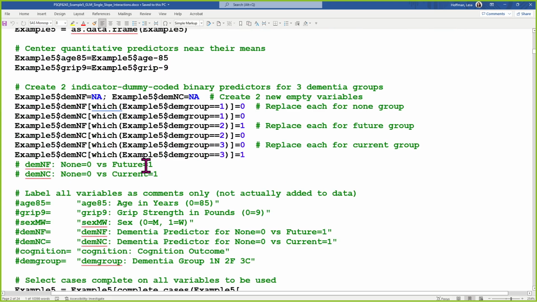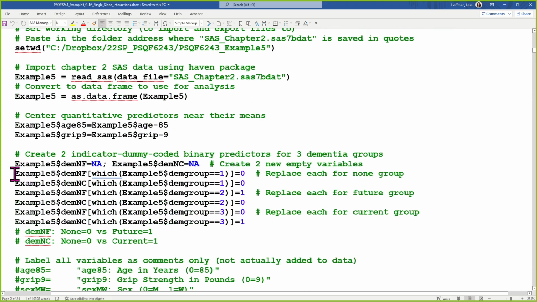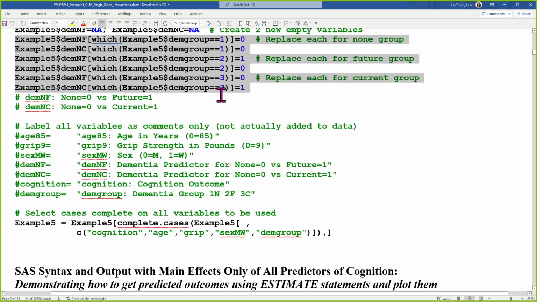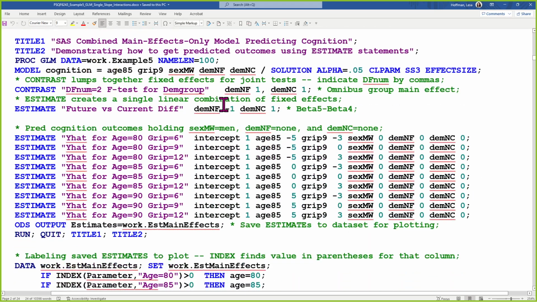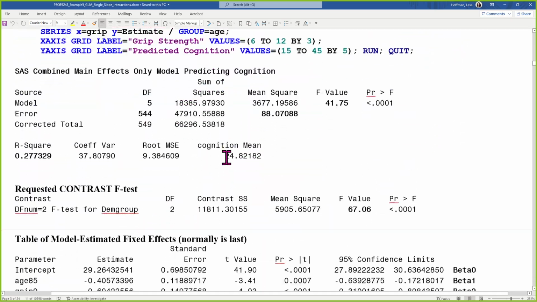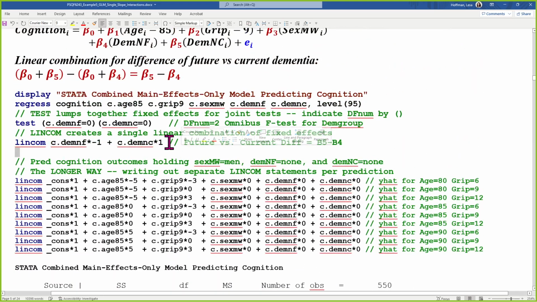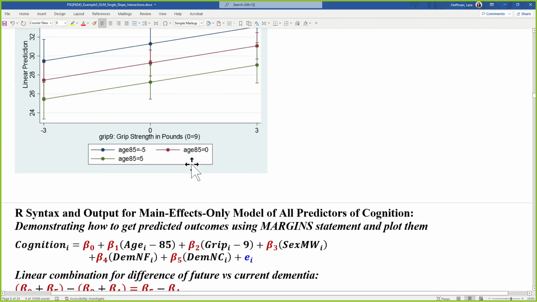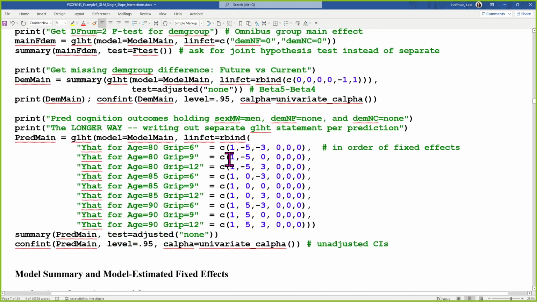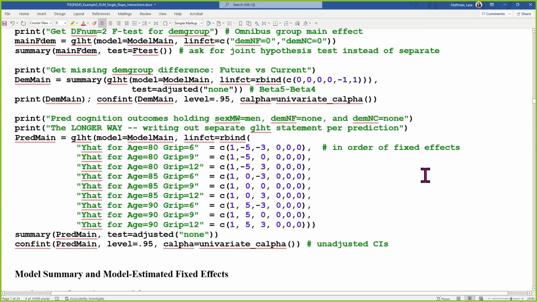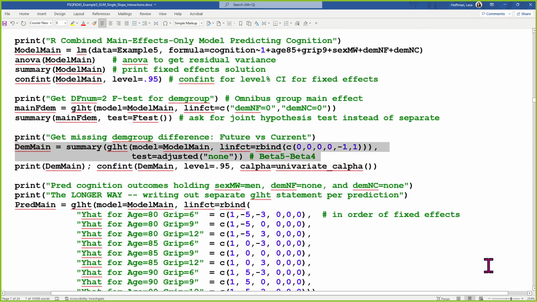Indicator coding was used in this example, which was for dementia groups. Each of the groups was relative to none as the reference. To get the difference between the non-reference groups, that would be an estimate statement in SAS, so -1 versus 1 for the two groups that you want the difference for. It would be a Lincom statement in Stata, and in R it would be GLHT. Where did it go? I have it here somewhere. Domain. Yeah, there it is. That's the missing group right there.